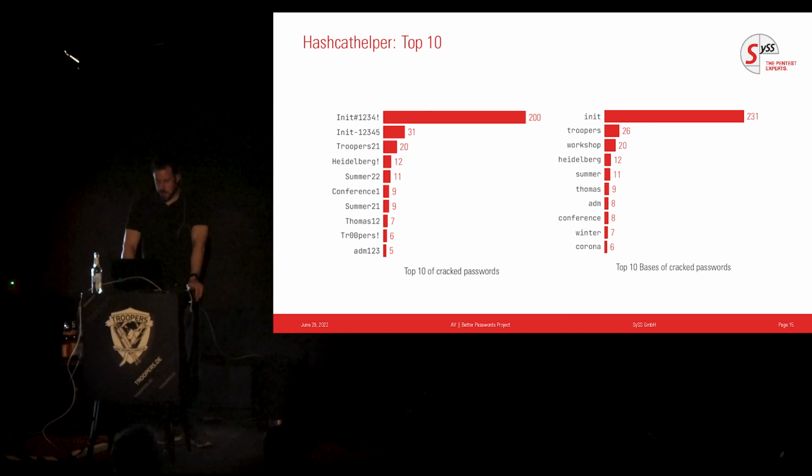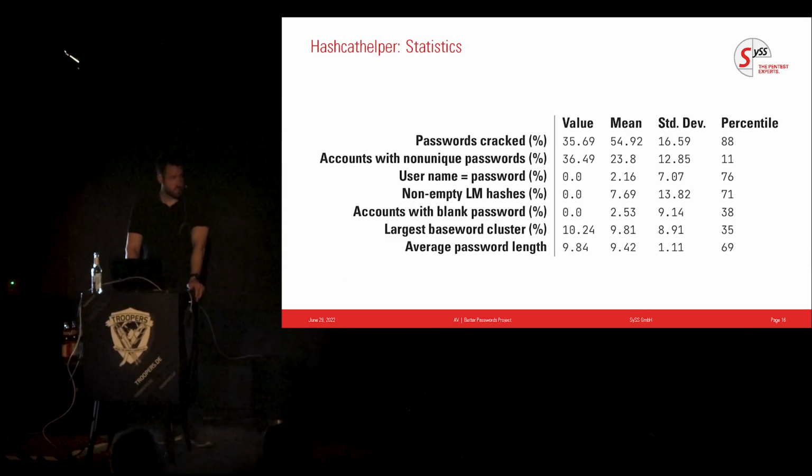Okay. And now the thing with the database. In the Better Passwords project, we can put this into context. If you look at the cracked passwords, let's say this customer has 35%. This is the first column here. But the mean value of all customers might be 54%, and this is actually the real number. So the second column, this is real data.